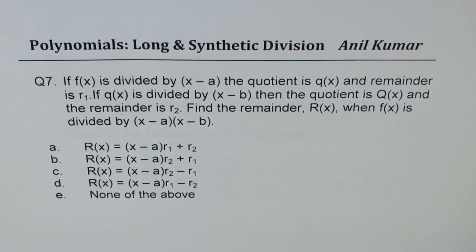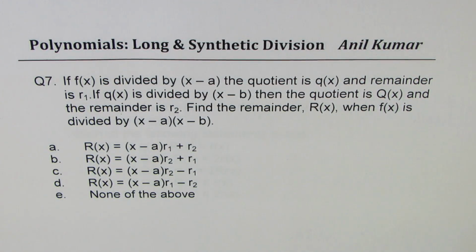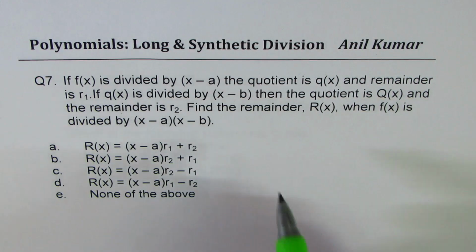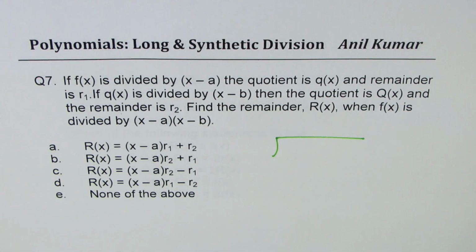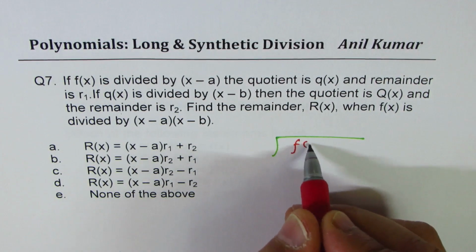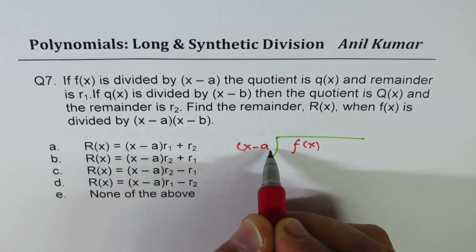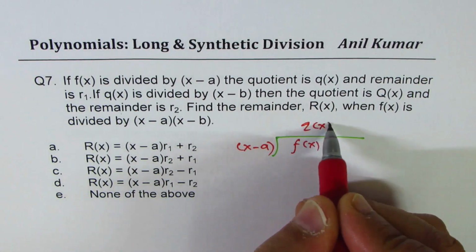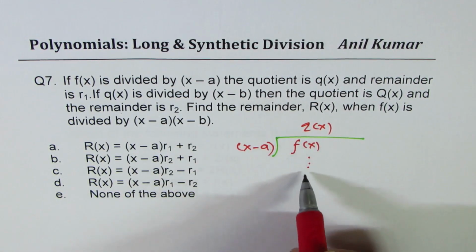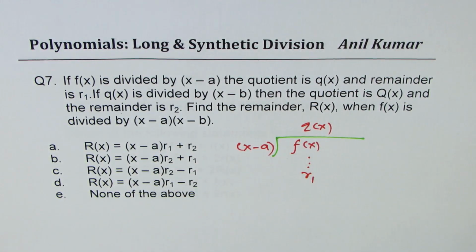Question number 7. Now we are really getting into some very difficult thinking and application questions. I would like you to understand them. Take your time to answer them. Question number 7 is if f(x) is divided by x minus a, the quotient is q(x). So think like this. You are dividing f(x) by x minus a and you get quotient q(x) and the remainder is r1. This is the first step, right?